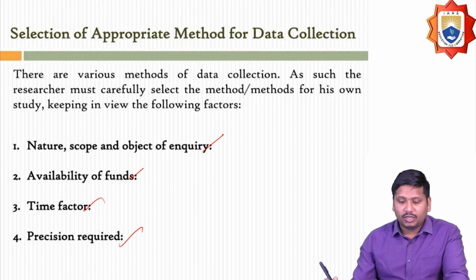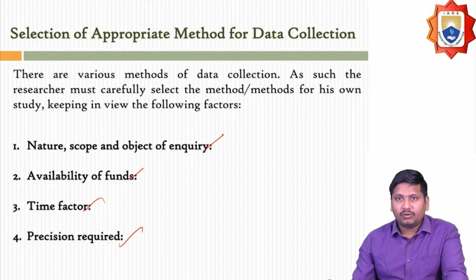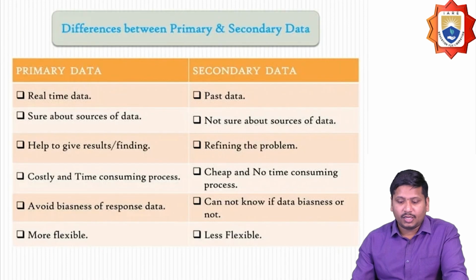So first, from the methods we have, how do we identify? We first have to identify the factors. What factors come under this: nature, scope, availability of funds, time factor and precision. Like this. There are many differences between primary and secondary data.